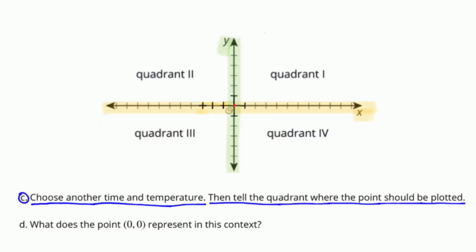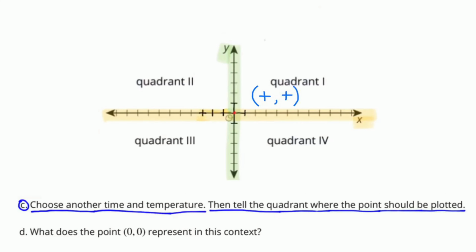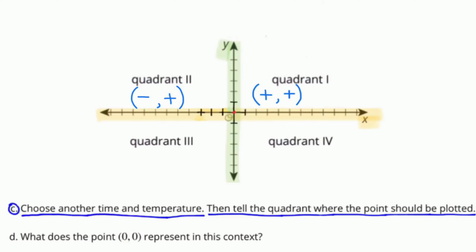C. Choose another time and temperature, then tell the quadrant where the point should be plotted. If you come up with a positive time and a positive temperature, then your point would be plotted in quadrant number 1. If you come up with a negative time and a positive temperature, then your point would be plotted in quadrant number 2. A negative time and a negative temperature, your point would be plotted in quadrant number 3. A positive time and a negative temperature, the point would be plotted in quadrant number 4.